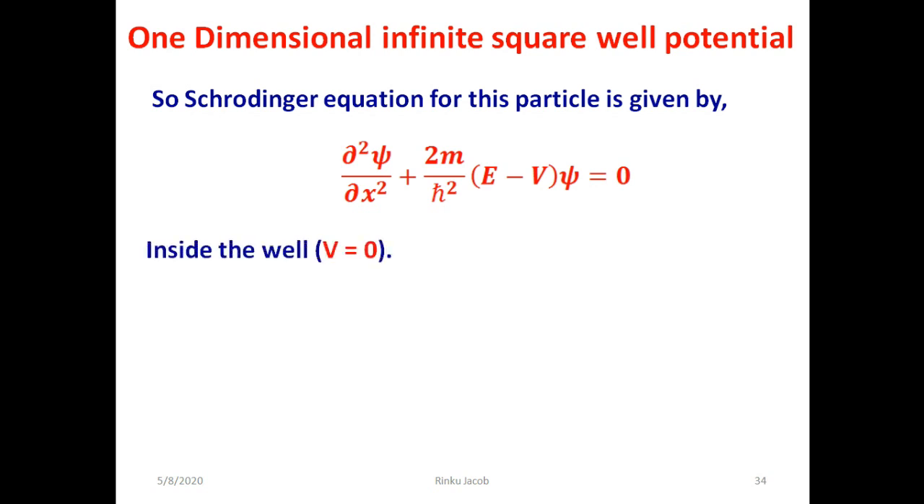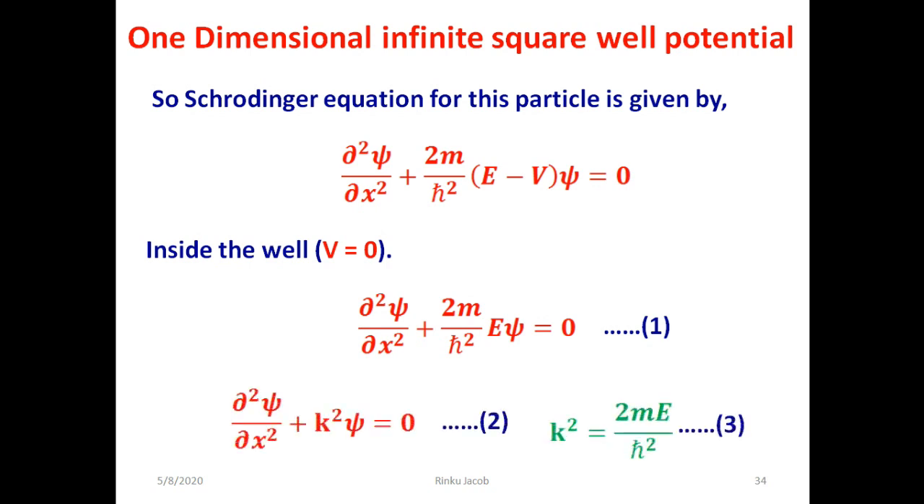But inside the well, as the potential is 0, we take V equal to 0. So the time independent Schrodinger equation reduces to ∂²ψ/∂x² + (2m/ħ²) E ψ = 0, which is equation 1. Now we substitute 2mE/ħ² as k². So we get ∂²ψ/∂x² + k²ψ = 0.